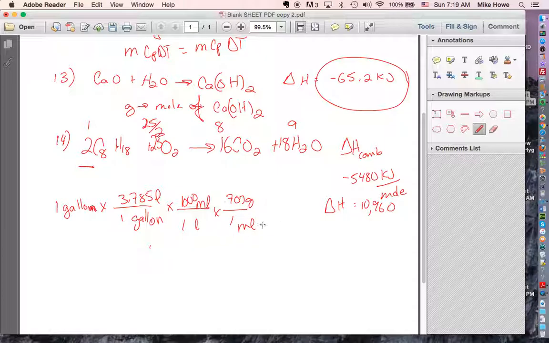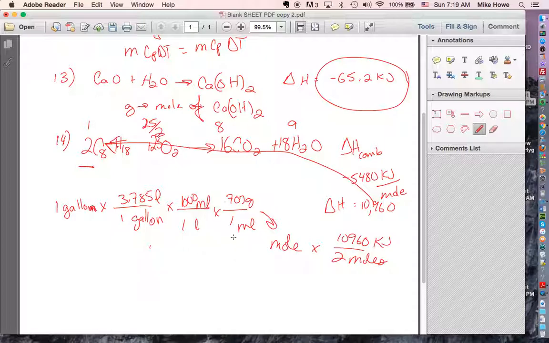All right, so at that point you'd have your grams of octane. Then you change your grams into moles. And then you know that there are 10,960 kilojoules for every 2 moles. And why is it 2 moles? Remember the 2 in front of the octane over here? All right, that should give you the correct answer. So that was number 14.